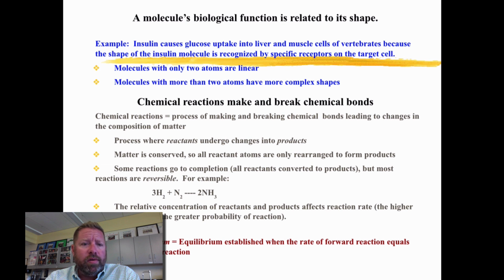I think we're going to stop here. What we'll do is move on and talk a little bit more about chemical reactions. We'll talk more about how these bonds that are established then create larger molecules such as proteins, lipids, carbohydrates, and nucleic acids.